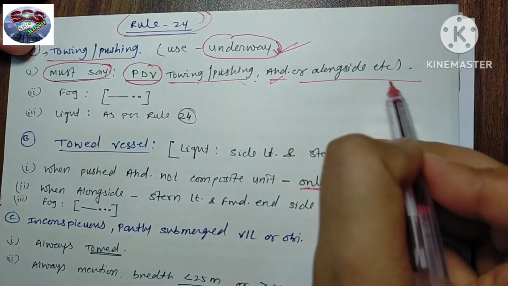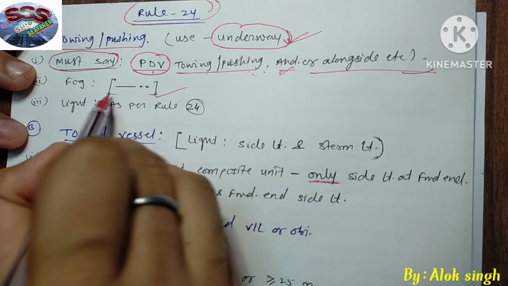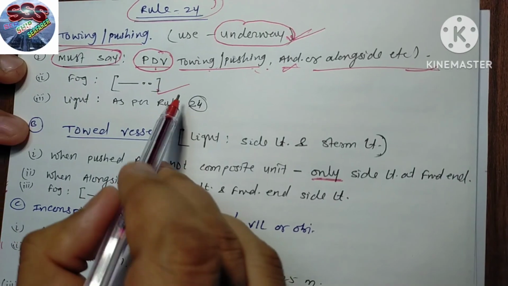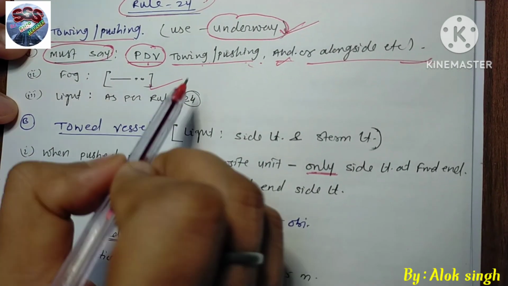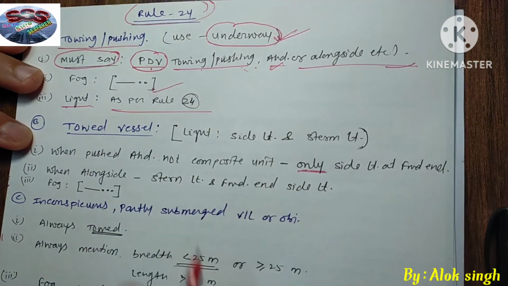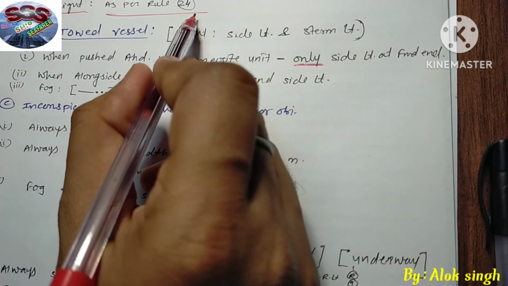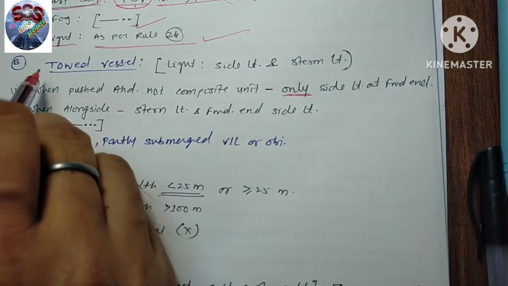It is either pushing ahead or alongside. So we have to mention here power-driven vessel with that vessel. The fog signal will be the same: one prolonged and two short blasts, not especially for making way or stopped, like Rule 23. So unlike Rule 23, we have to say one prolonged and two short blasts. The lights will be as per Rule 24, whatever lights have been defined under Rule 24.